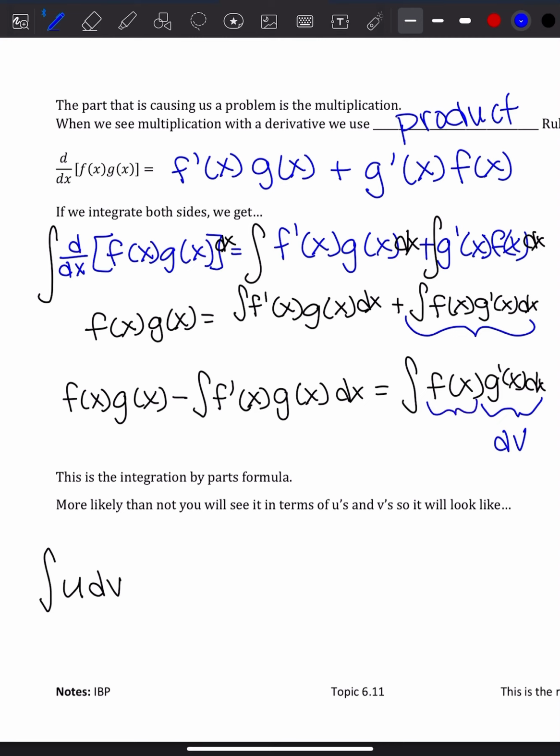This f of x is our u. This is equal to u times v minus the integral of v times du, just like in the other one. v is g of x, and du is f prime of x dx.